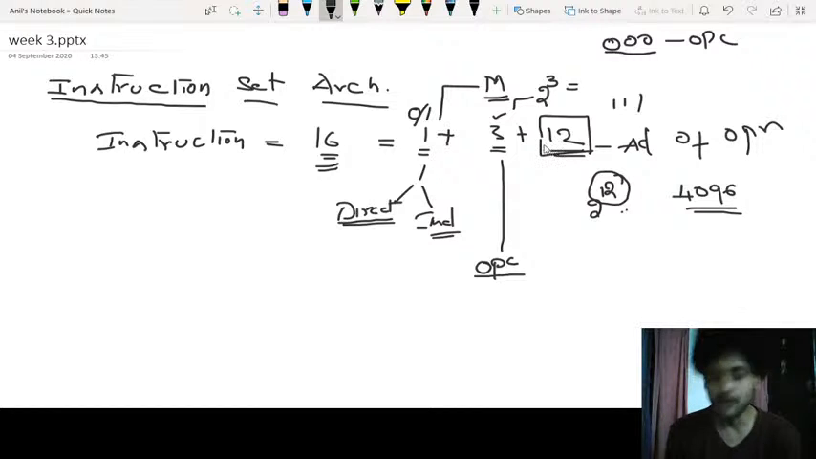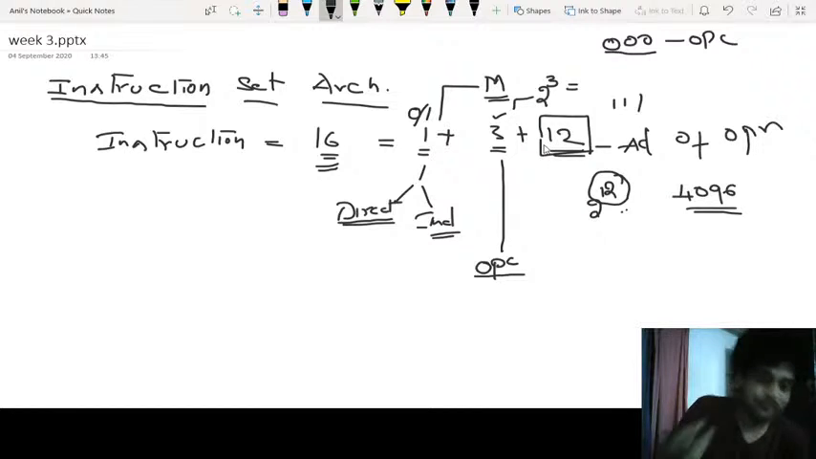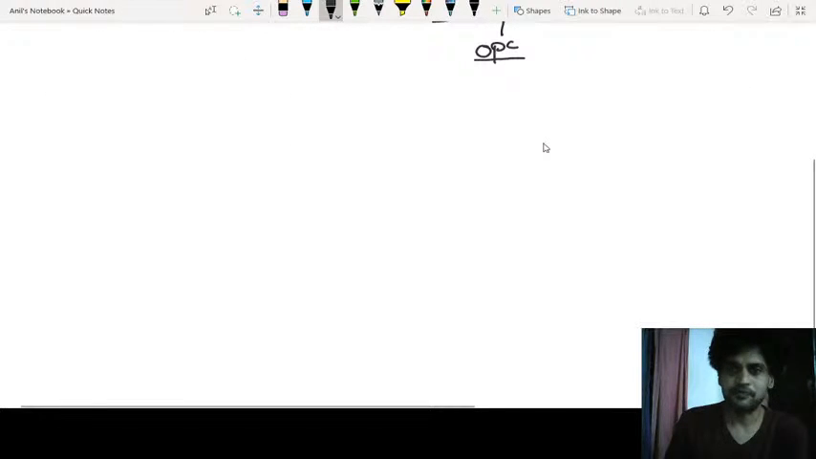Okay, in this light, let me compose a question which asks something about the different fields of an instruction. Let us compose a question which is similar to the previous GATE questions. Okay, the question will be as follows.